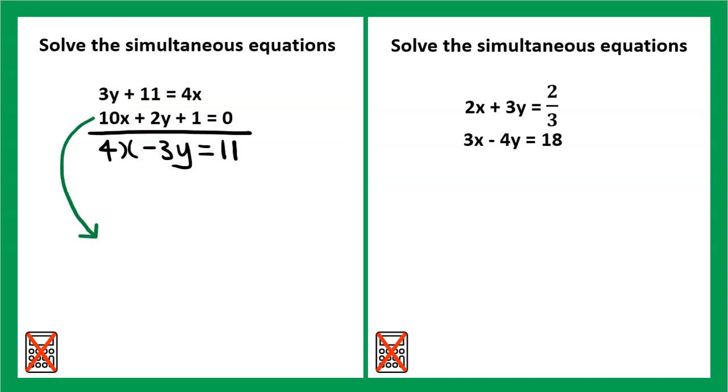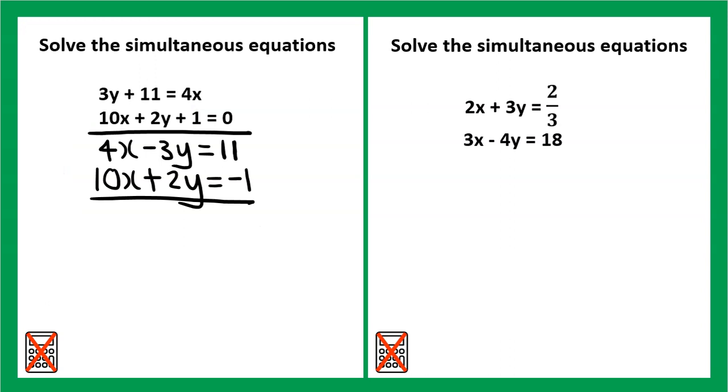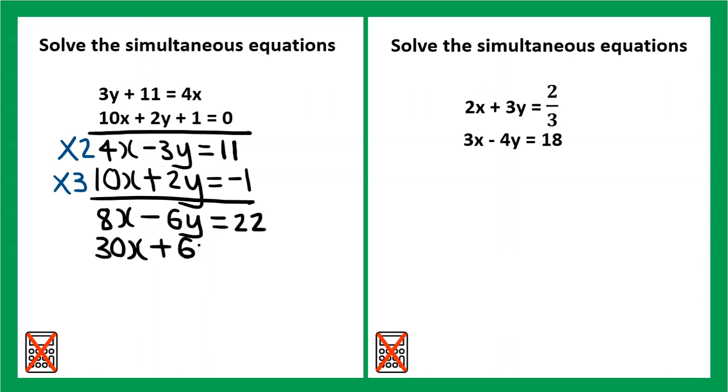Secondly, I can rearrange this one quite easily to have algebraic parts on the left and numerical parts on the right by subtracting 1 from both sides. That would give me 10x plus 2y is equal to -1. Now we have them written in the same format as previously, I can just go ahead and do what we did before. The lowest common multiple of 3 and 2 is 6, so multiplying this one by 2 and this one by 3. 8x minus 6y is equal to 22, and 30x plus 6y is equal to -3.